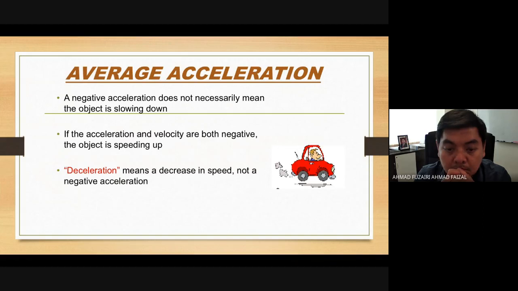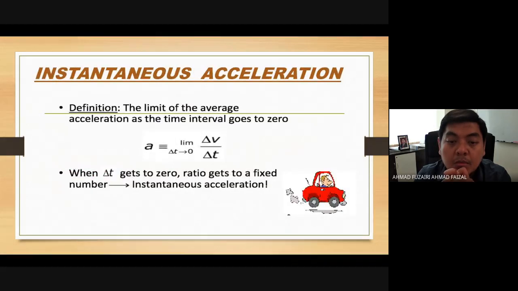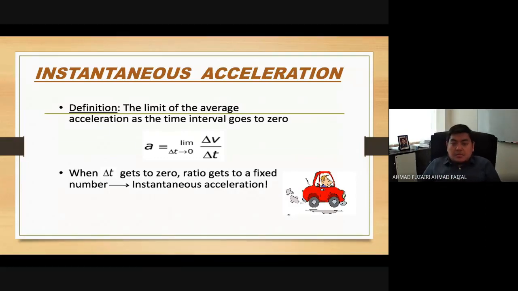The instantaneous acceleration is the acceleration of a particle at a particular instant of time, not during a finite time interval. It is also defined as the limit of average acceleration as the time interval goes to zero. The closer the time interval delta t gets to zero, the closer the ratio of delta v over delta t gets to a fixed number, which is the instantaneous acceleration.